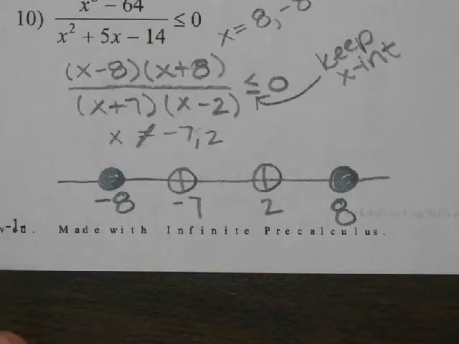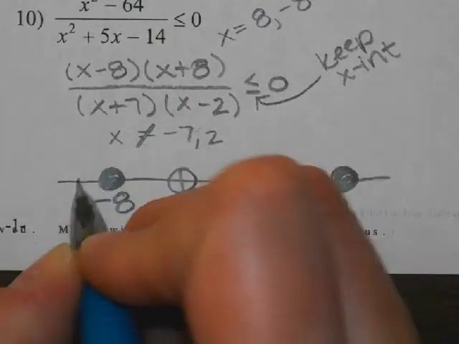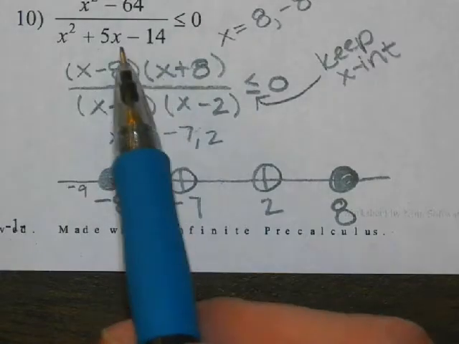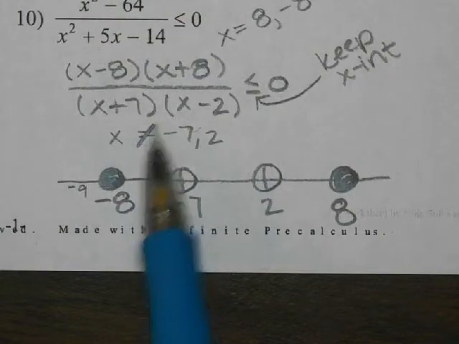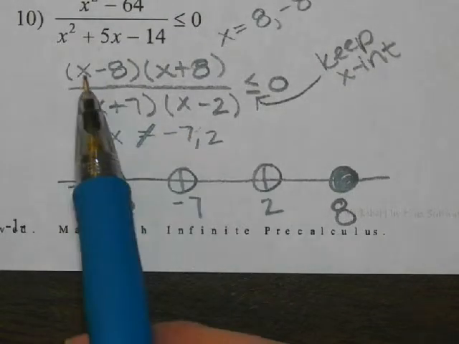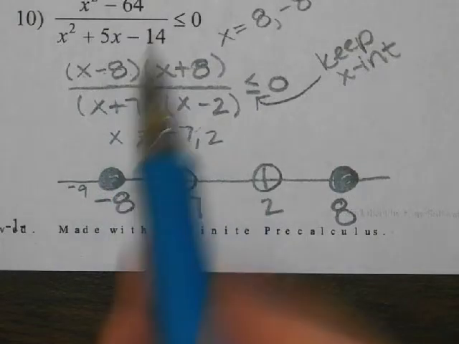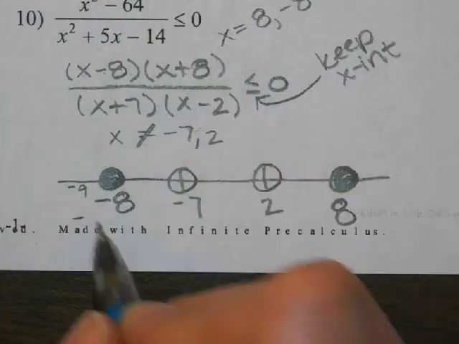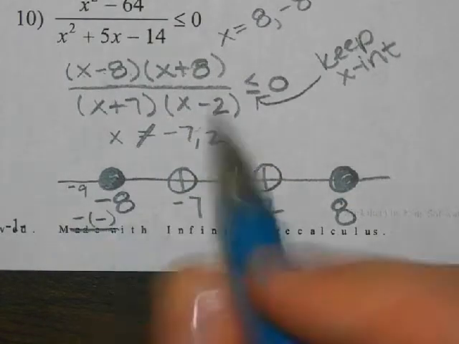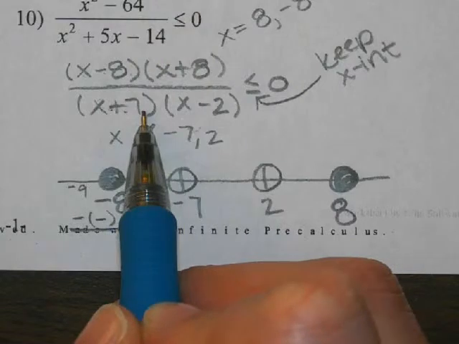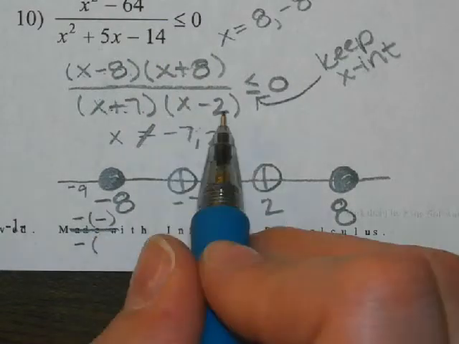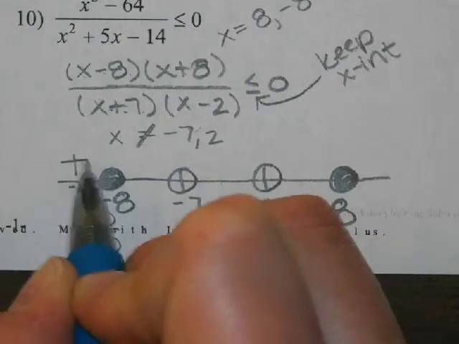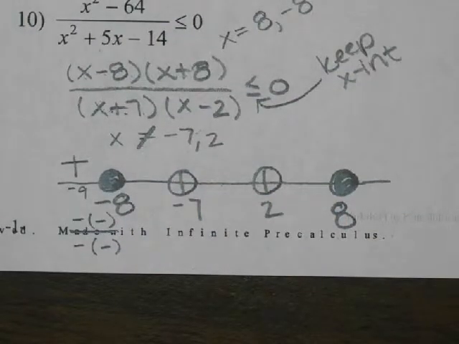All right, so what numbers do we want to plug in? Negative 9. So when I plug it in, I'm not going back to the original problem. I'm looking at the factored form because that's the easiest to plug into. So negative 9 minus 8 is a negative. Negative 9 plus 8 is a negative. Negative 9 plus 7 and negative 9 minus 2. So that's going to be positive, yep. All those negatives end up canceling each other out.